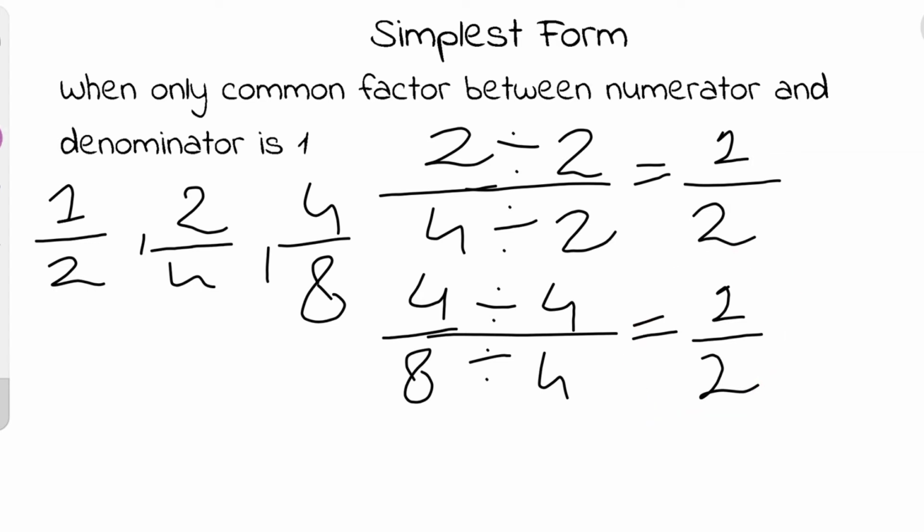That means equivalent fractions have equal value when they are brought to their simplest form. I repeat, equivalent fractions have the same value when they are brought to their simplest form. Understood?